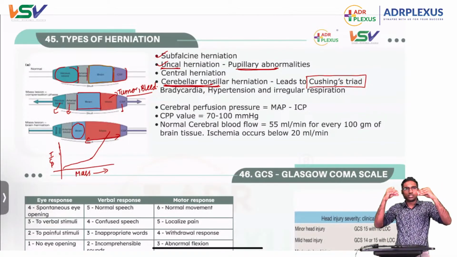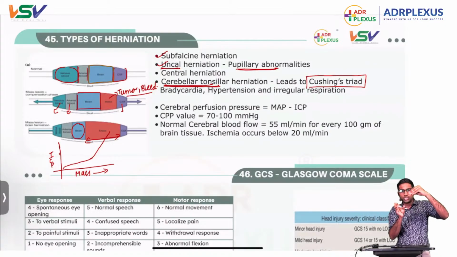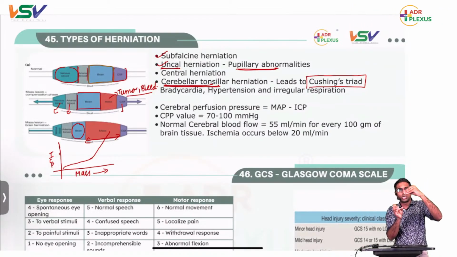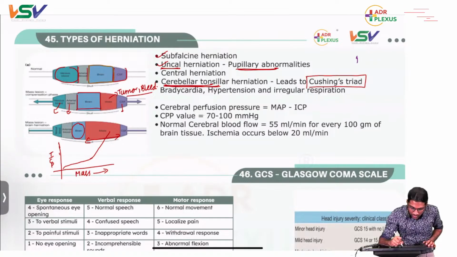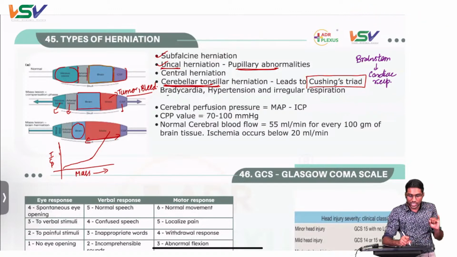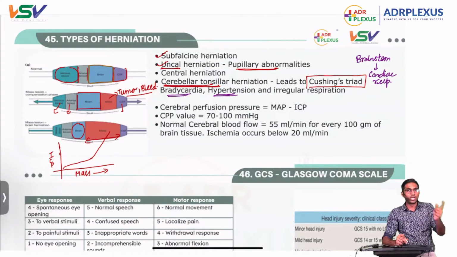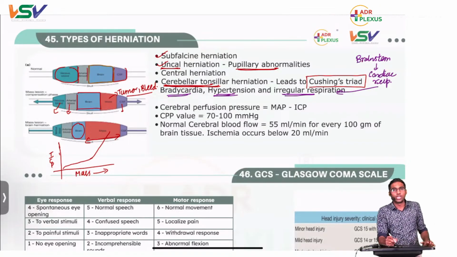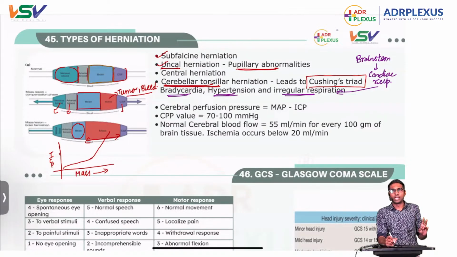It goes and compresses the brainstem. So the brainstem will be in the center, and the cerebellar tonsil will start to compress. So what happens? The brainstem has the main centers for cardiac and respiratory activity. So there will be bradycardia, reduction in heart rate, but there will be hypertension. Bradycardia leads to hypertension, and there will be irregular respiration. That is due to the respiratory center involvement. Bradycardia, hypertension, irregular respiration. This is an important MCQ.